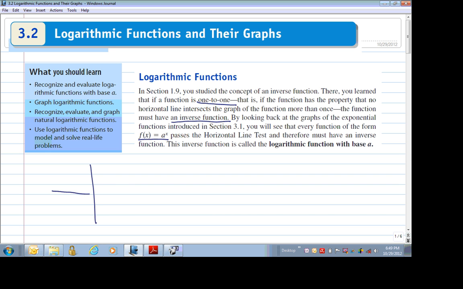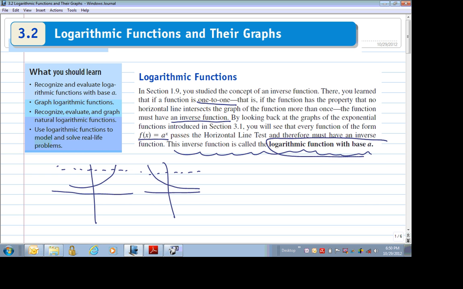Remember, an exponential function is either growth or decay, and if I drew a horizontal line through those graphs, they would both pass the horizontal line test, no matter which way we manipulate them. Therefore, they must have an inverse. The inverse of this function is called a logarithmic function with base a. And we talked about that before. I said the more we know about exponential functions, the greater understanding we will have of logarithmic functions.